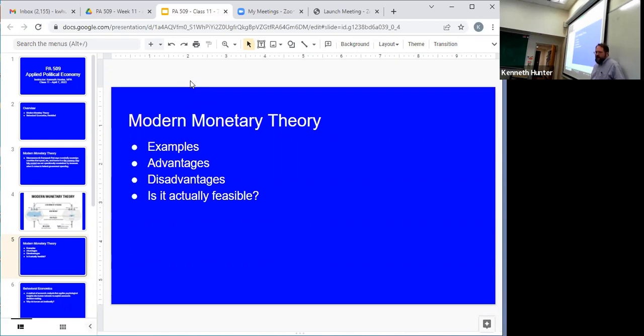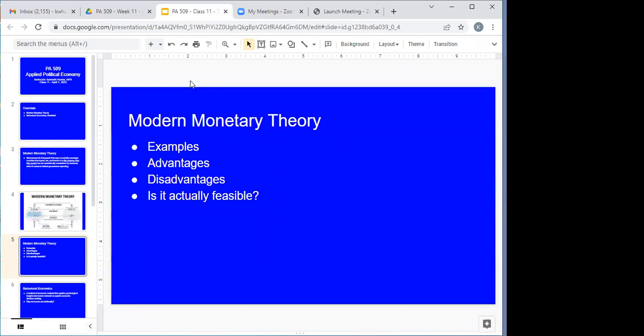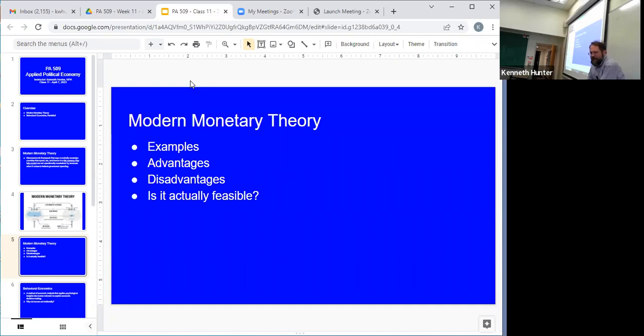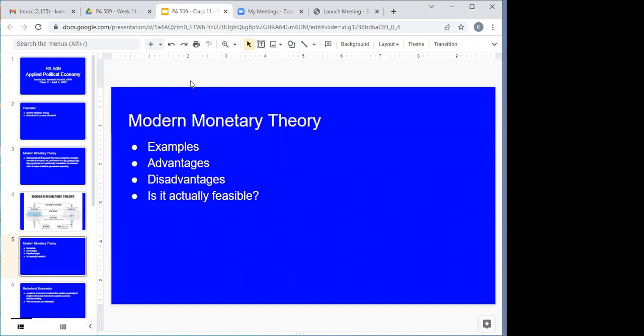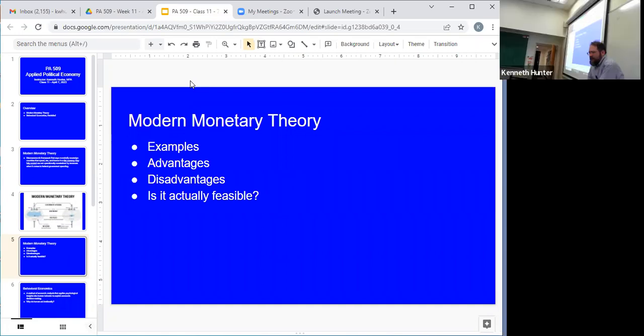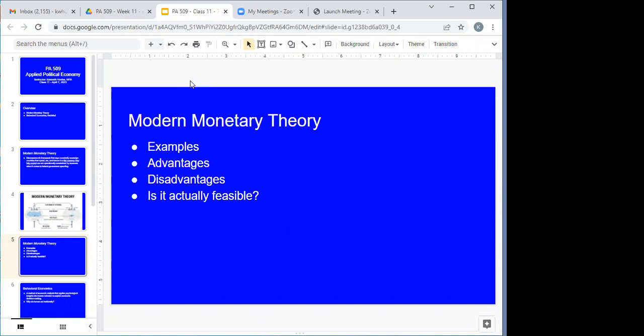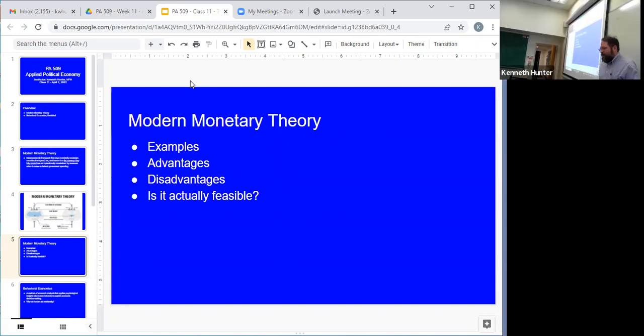So let's talk about disadvantages. What are some disadvantages of modern monetary theory? Okay, inflation. Curtis, you want to say something? That's literally what I was getting ready to say. You have to really keep a tight rein on inflation. And how does, based on the example I showed, how do you do that? You'd have to be involved in a lot of policy making. Right, particularly with taxes.